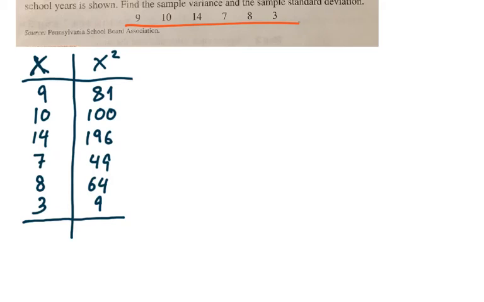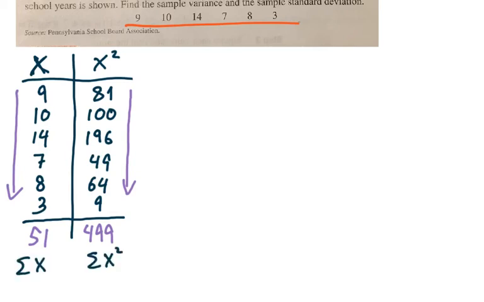Then the next step is to sum up each one of these columns. The sum of the x column, add them all up, we get 51. The sum of the x squared column adds up to a total of 499. And so what are these?